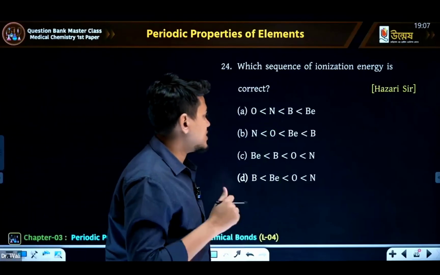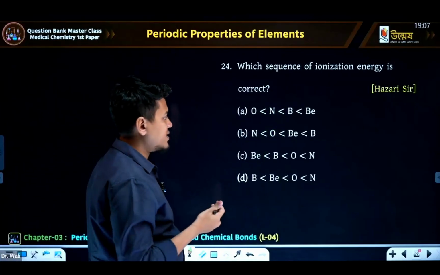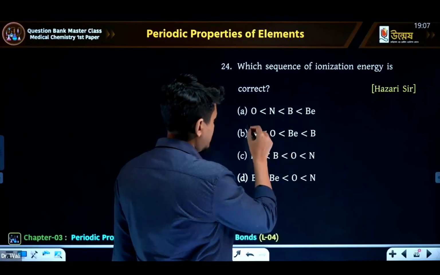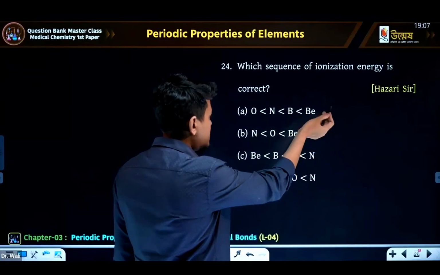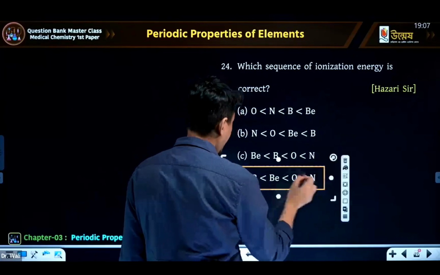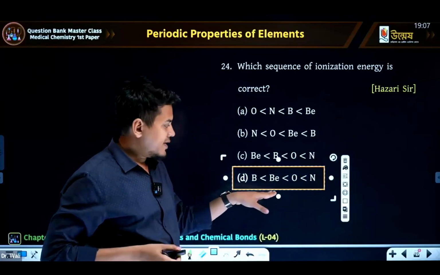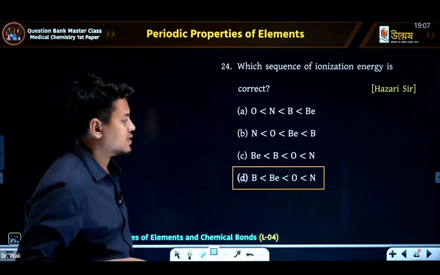Which sequence of ionization energy is correct? We already learned that, so let's practice. Nitrogen should be higher than oxygen, and beryllium should be higher than boron. But this will be in reverse order. The correct version is written here. Yeah, boron shows lower ionization energy than beryllium, and oxygen shows lower ionization energy than nitrogen.